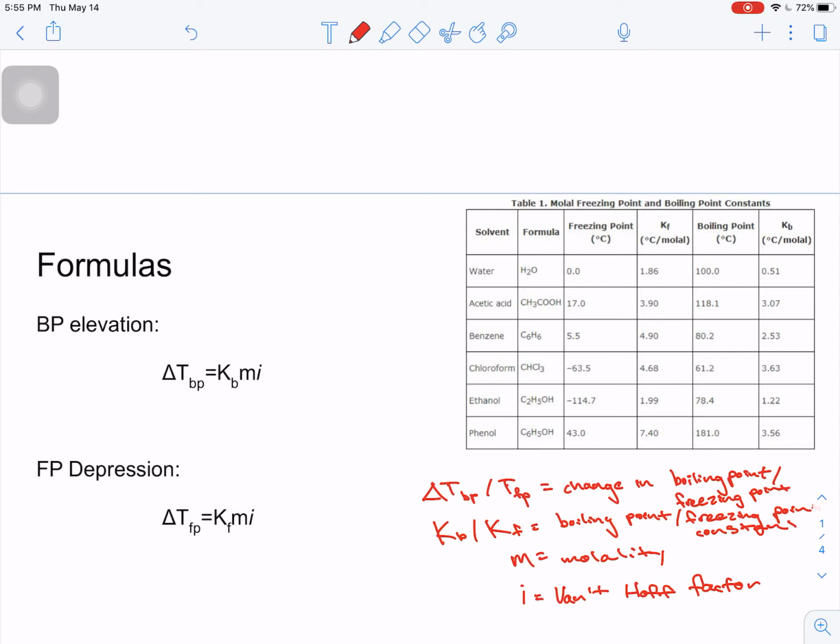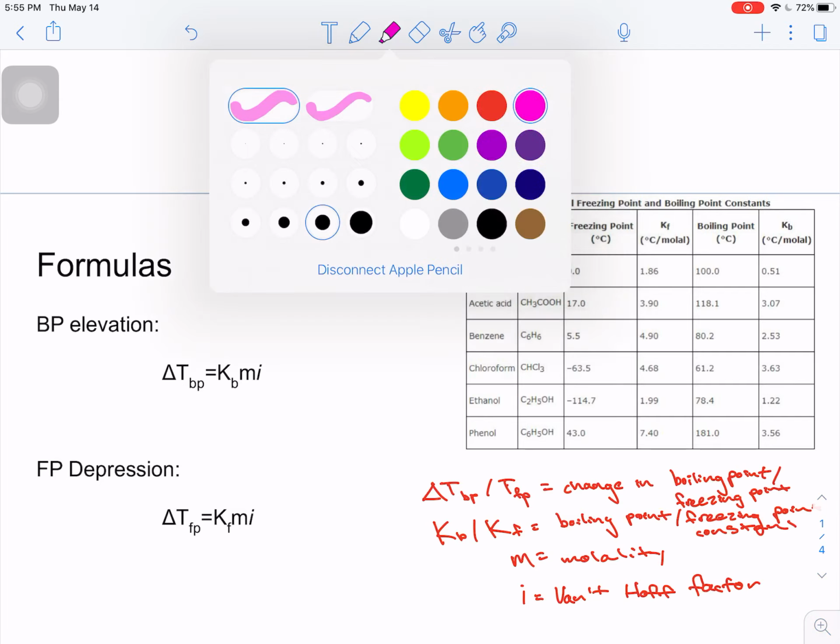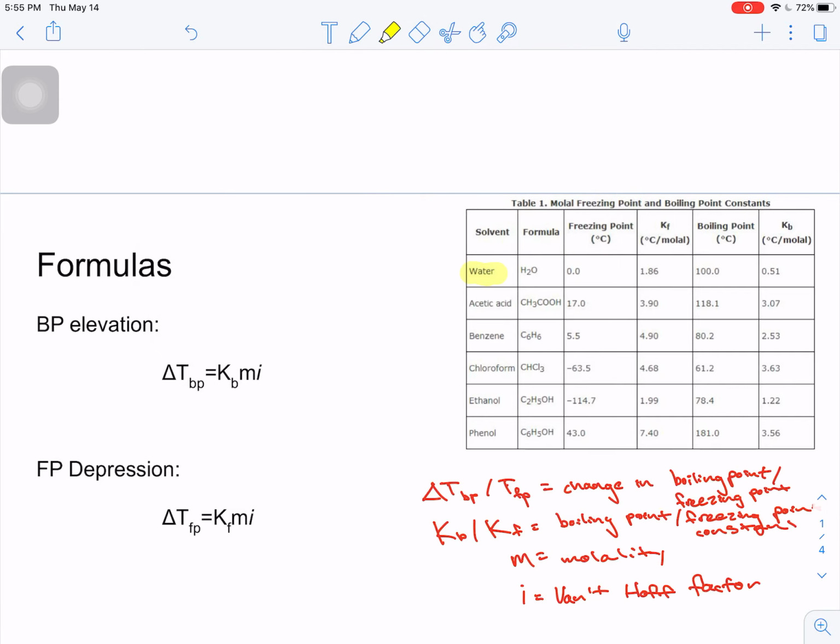And that is different depending on what solvent you're looking at. So if you look at the table here, we have water, right? And then you have the Kf here and the Kb here. So you're going to have two different values depending on if it's the freezing point one or the boiling point one, depending on what solvent you're looking at.